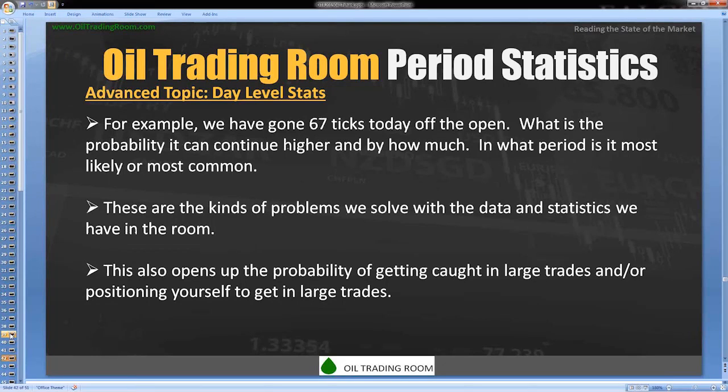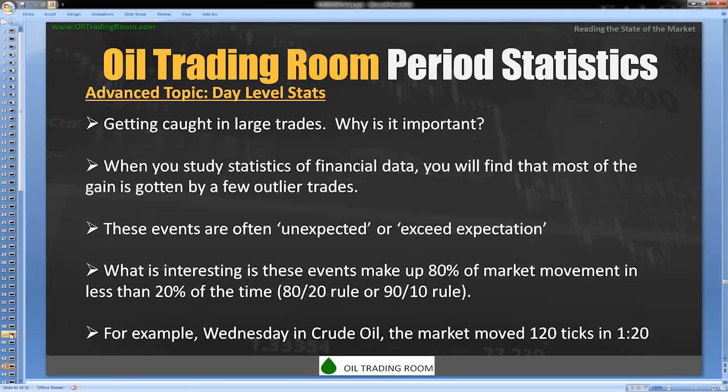So, for example, we've gone 67 ticks today off the open. What's the probability it can continue higher, and by how much? In what period is the most likely or most common? These are stats that we know. These are kinds of problems we solve with data and statistics we have in the room. Opens up the probability for getting caught in large trades and/or positioning yourself to get in large trades.